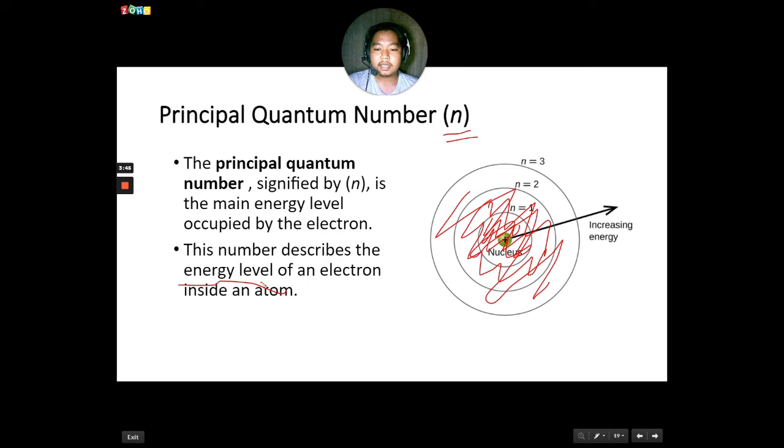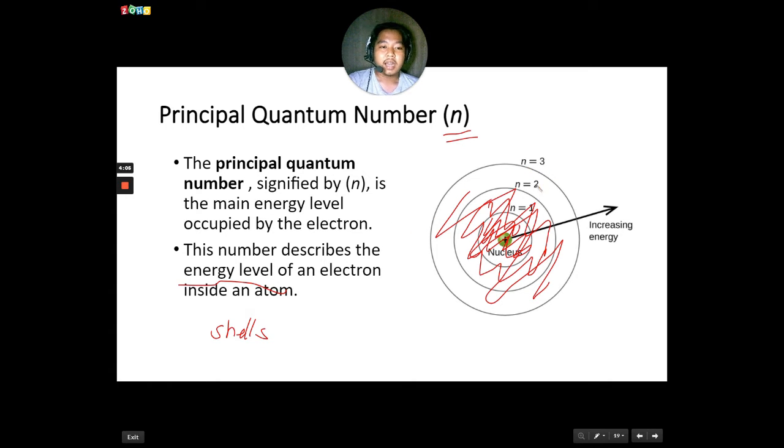Some books would call this energy level a shell, or shells. It's okay whichever you want to use, energy level or shell. Maybe you're using other books. This is our first quantum number, the principal quantum number.